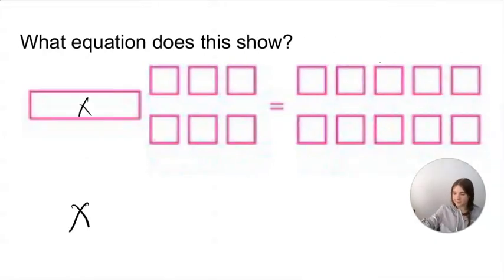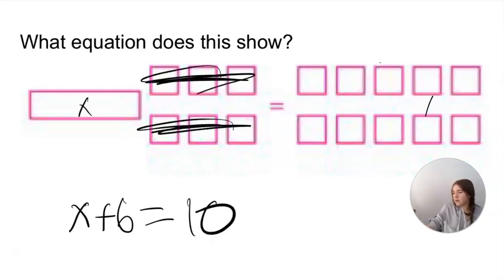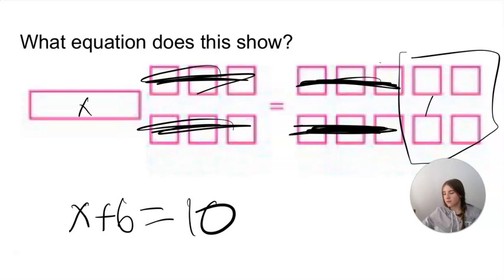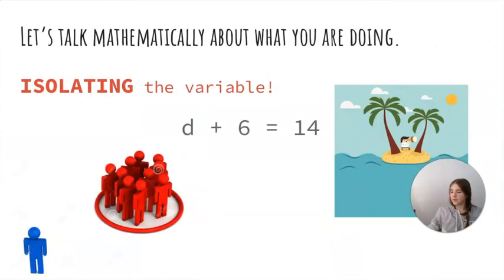So x plus 6 equals 10. How you could do that is I would cross out all of these. So you're isolating the x, getting an x by itself. Yes. And then what are we left with? 4. So x equals 4. 4 plus 6 equals 10. So how my mom just said we isolated them. This is what we're talking about pretty much.